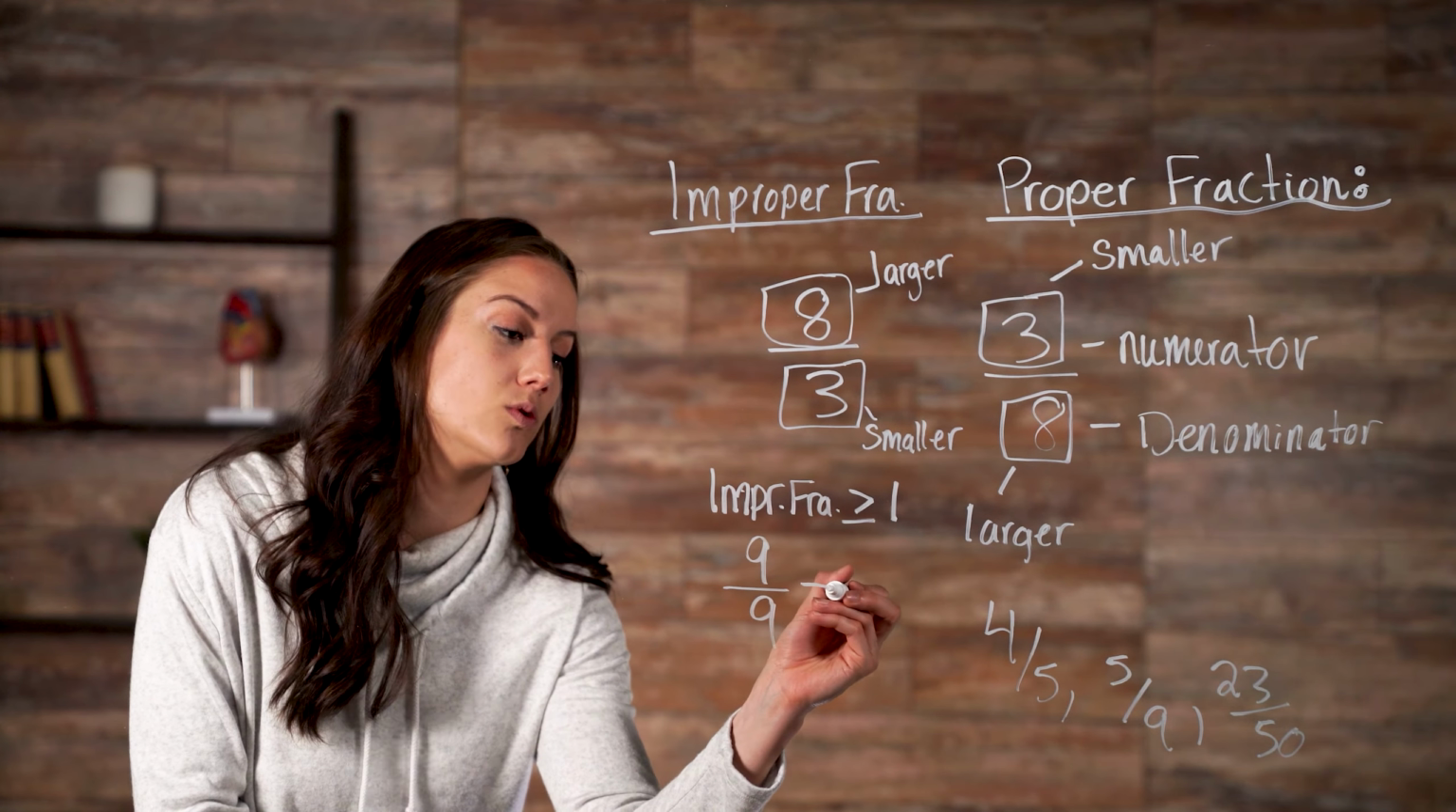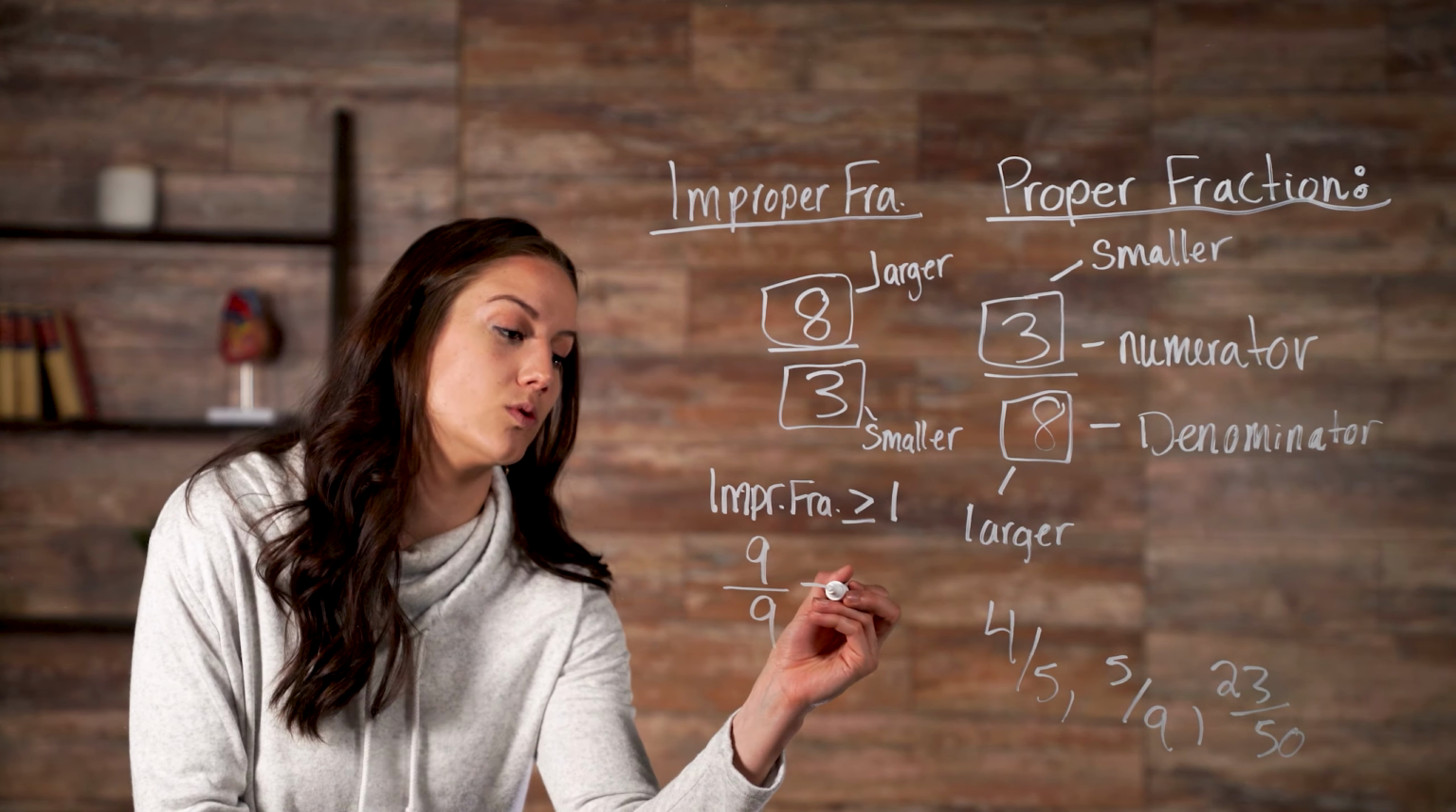There are also mixed fractions, which contain a whole number and a proper fraction. Here's an example. Note that the whole number 2 is followed by the proper fraction 3/4.